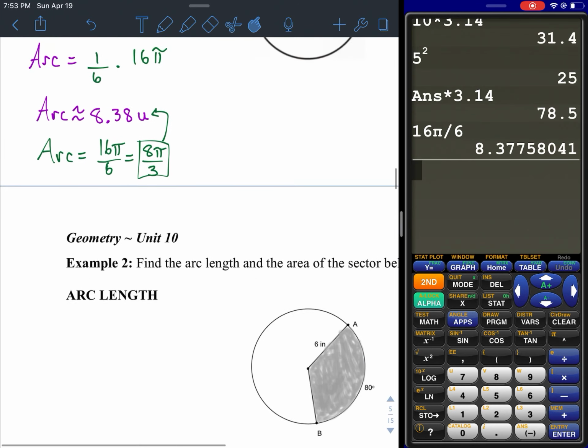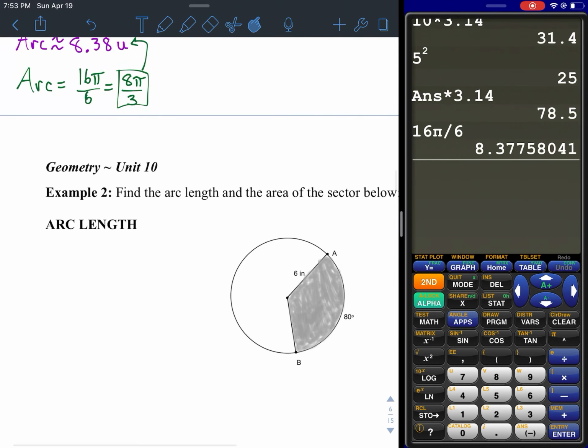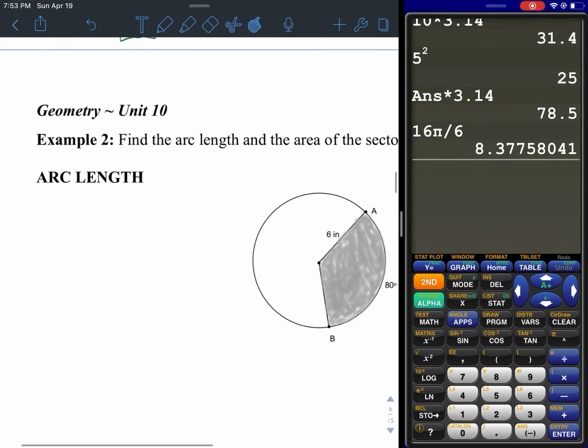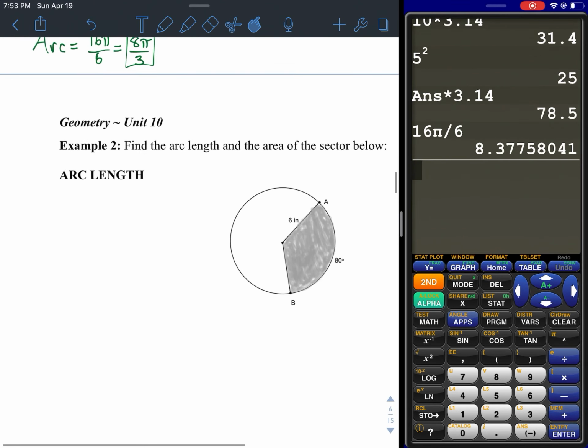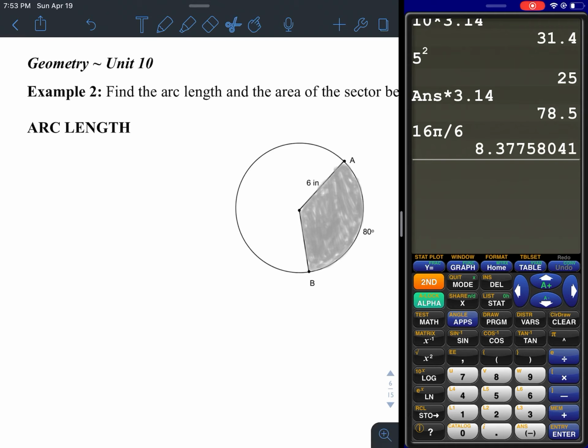Let's move on to the next one. Just try it again, just so that we understand and get a different and new example. For example 2, we're asked to find the arc length of this circle right here. So again, let's just use our formula.